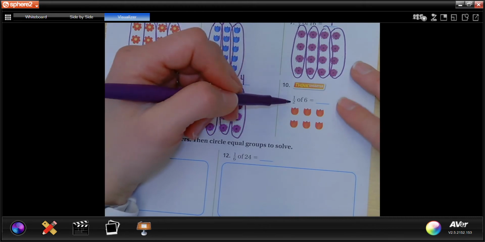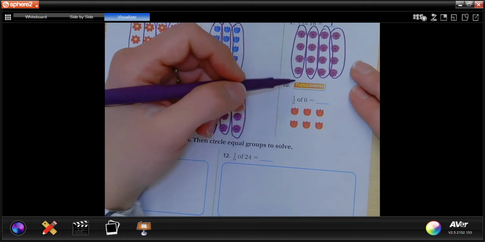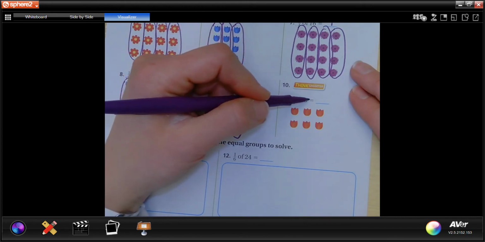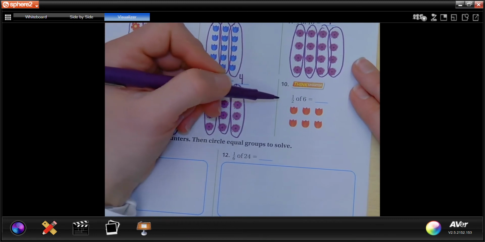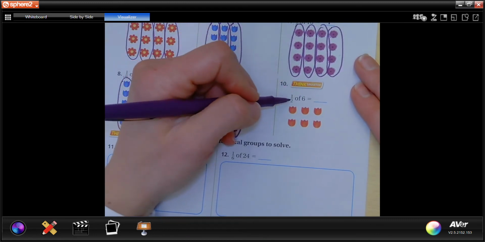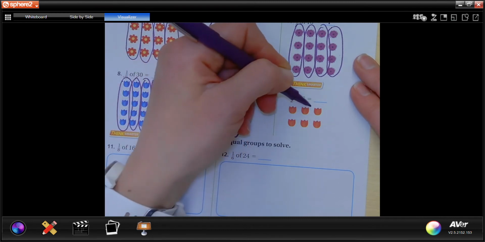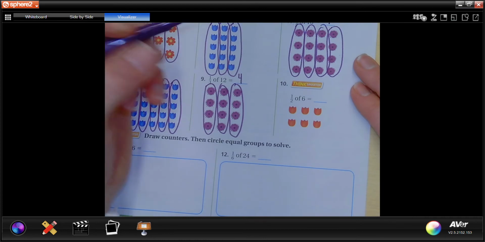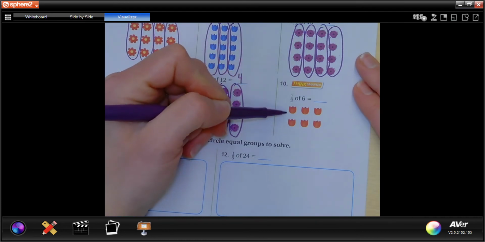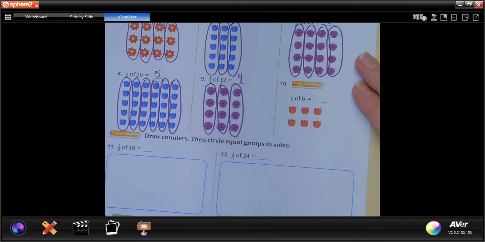Alright, so 1/2 of 6. Okay, so now we know we need 2 equal groups. So, are there 2 this way? 1, 2, 3? No. Are there 2 this way? 1, 2. Yes, so we need 2 equal groups.